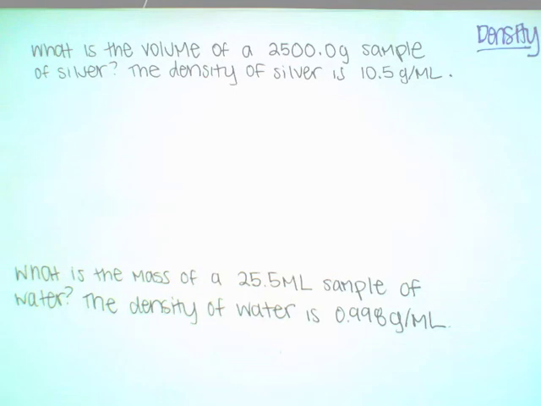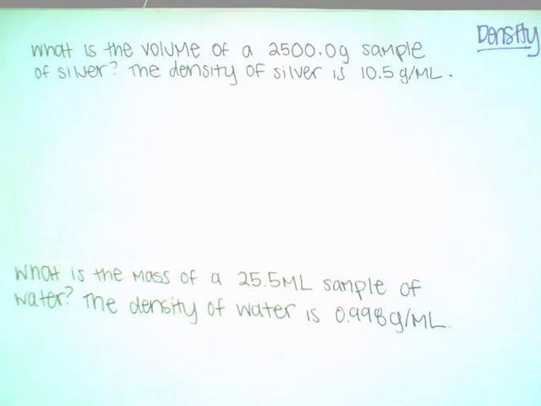This tutorial is on density problems. The two problems that I have here are word problems. The first one says, what is the volume of a 2500.0 gram sample of silver? The density of silver is 10.5 grams per milliliter.